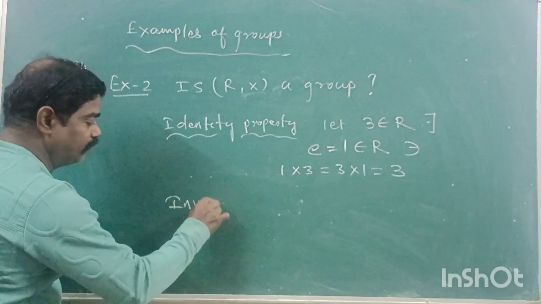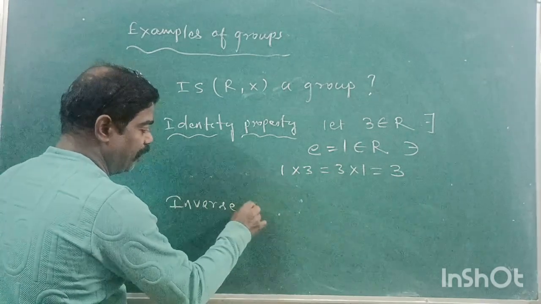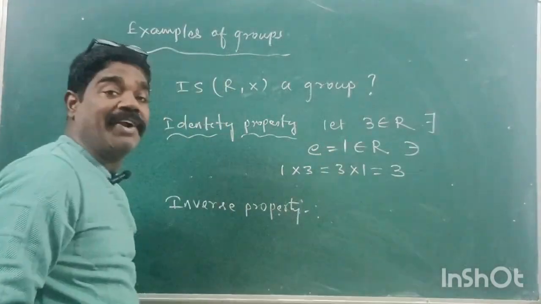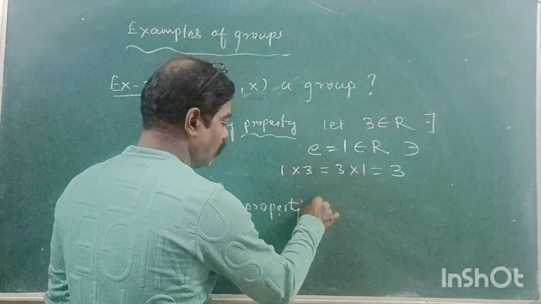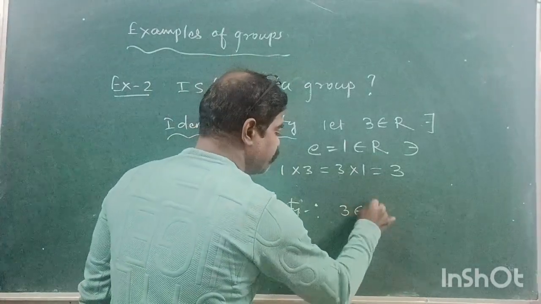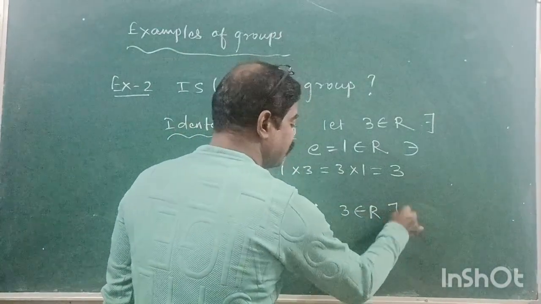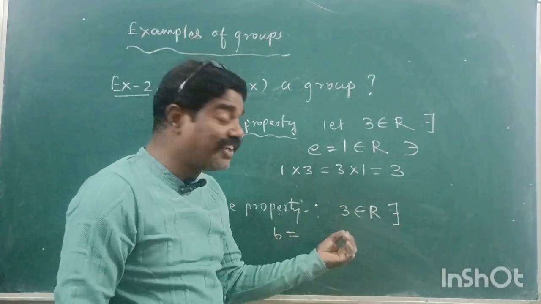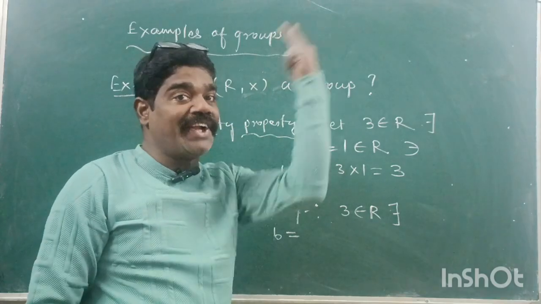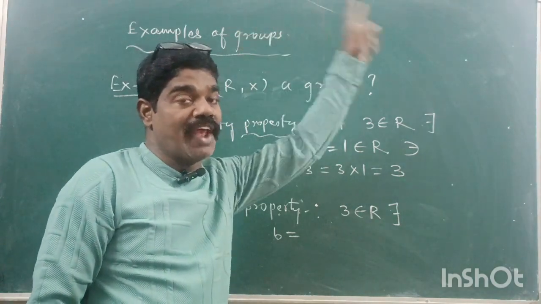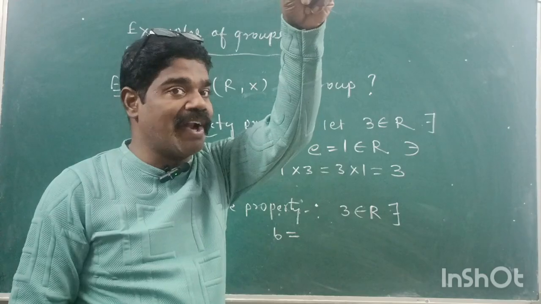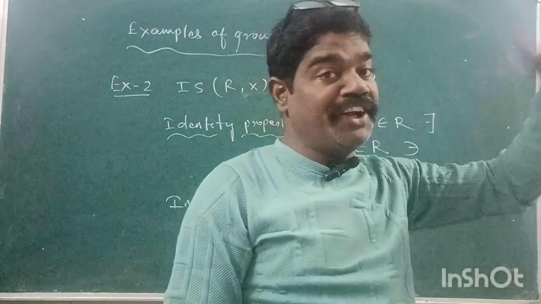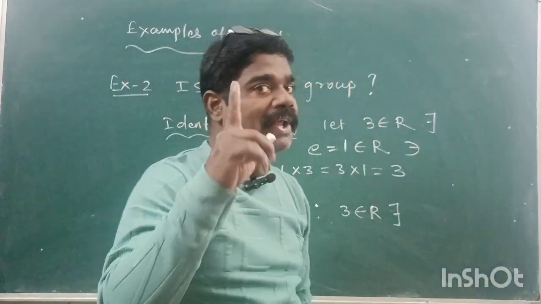Next, inverse property. I will choose one element, right? 3 belongs to R. There exists b equal to, can you tell me? Like that, we got two identity elements now. One is additive identity, another one is multiplicative identity. Like that, for inverse also, two elements are there. One is additive inverse, another one is multiplicative inverse, right?